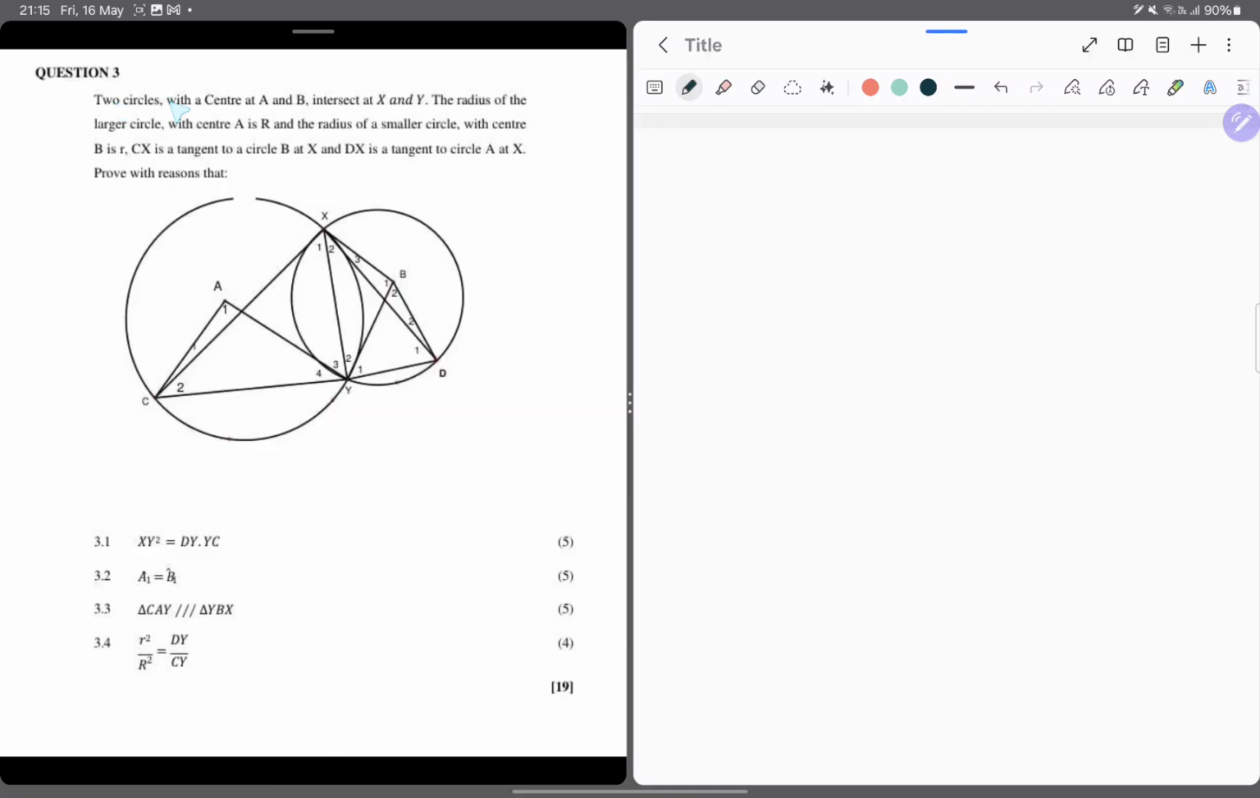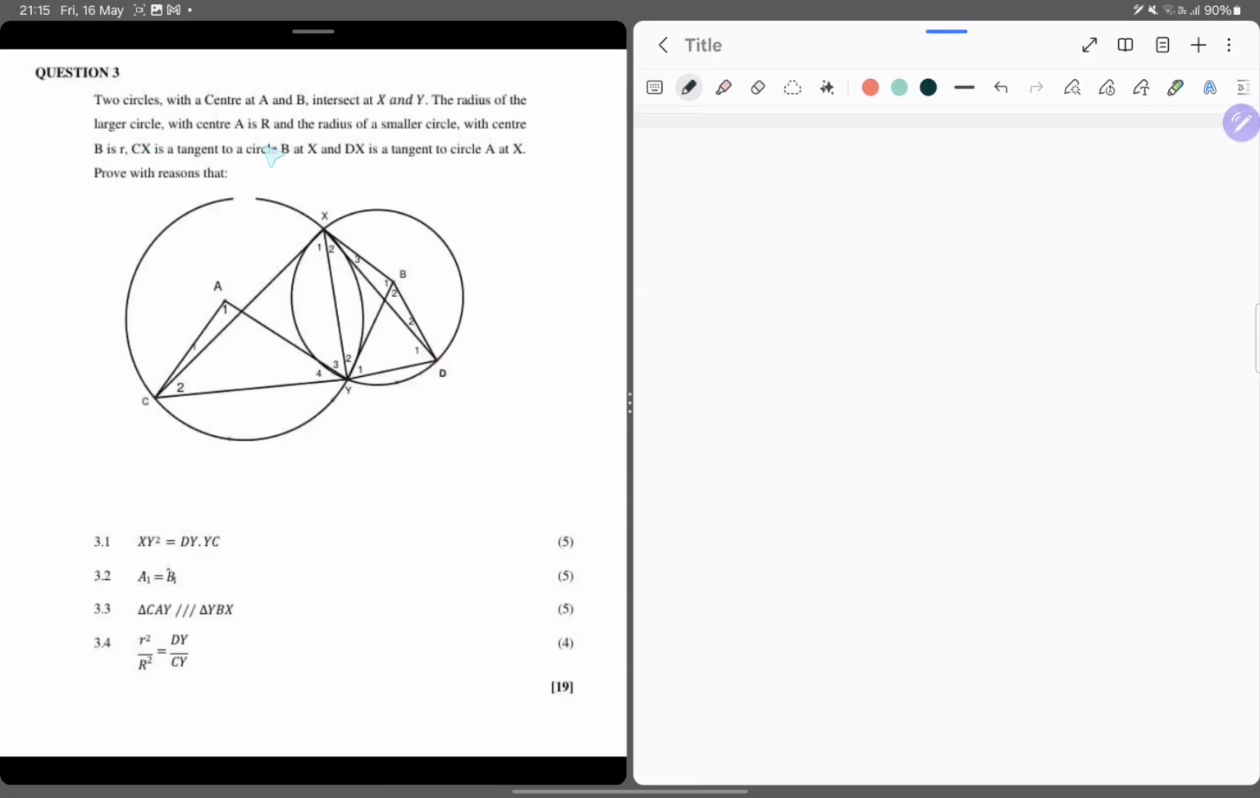We're given two circles with a center A. So this is the big one with the center A, and B. So we can see the smaller circle has center B. Intersect at X and Y. We see that the radius of the larger circle with center A is capital letter R, okay? And the radius of the smaller circle with center B is small letter r, okay? That means BD or BX is small letter r.